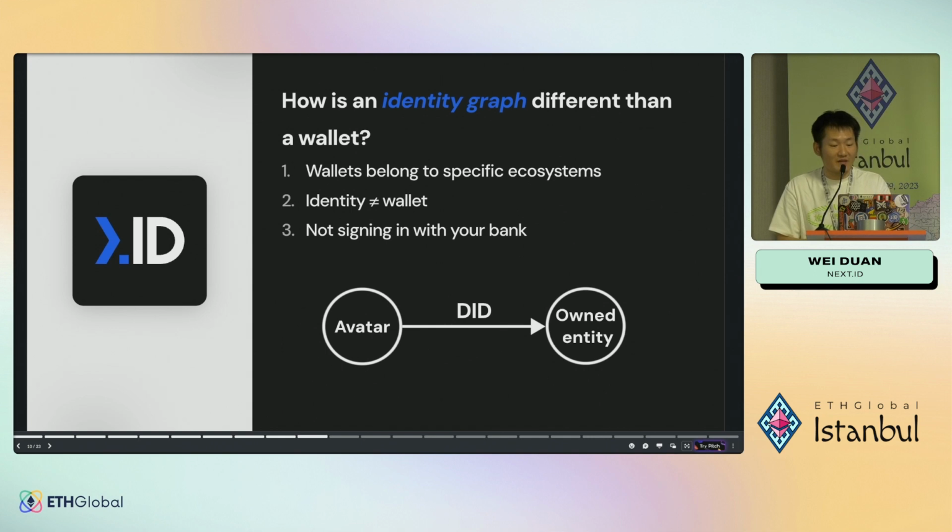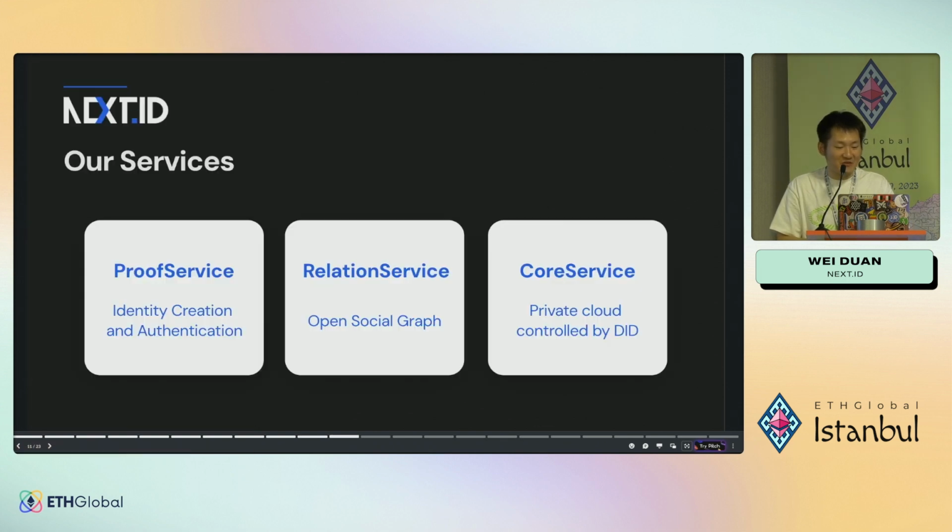And again, we think identity does not equal a wallet, and getting rid of this text is a kind of abstraction also. Let me show you what we're doing. So we have 3 services right now: proof service, relation service, and core service. Proof service is where you get your identity created and do the authentication. Then relation service will be the open social graph. This is the part we favor. We also want hackers to build upon it. And the upcoming core service is a private cloud controlled DID. It's still in a very primitive stage, but we are heading there.